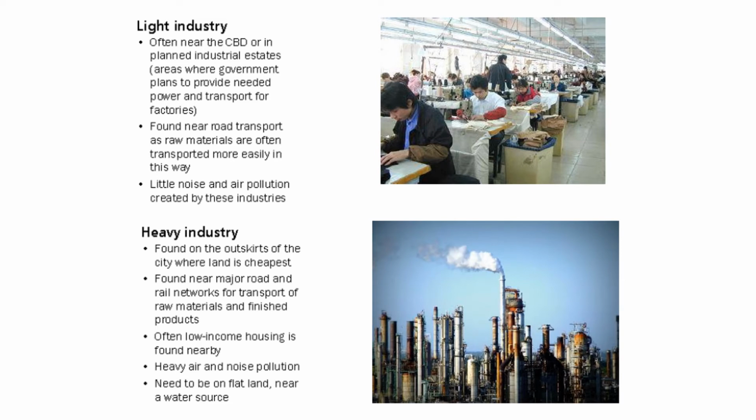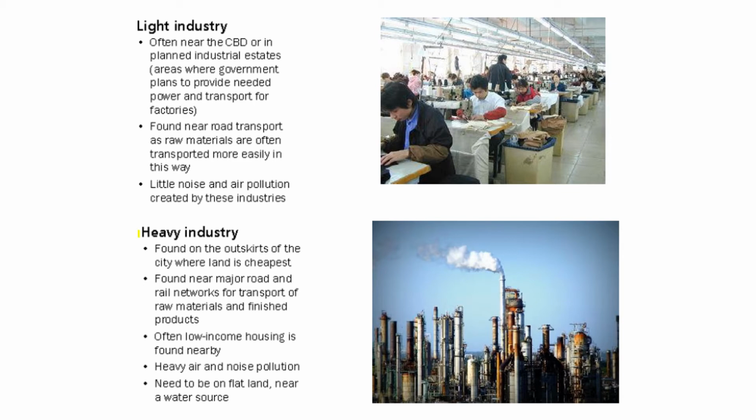Then we've got two different types of industries. First up, we've got light industry, which can be found in or near the CBD. It's found near road transport, so the raw materials and manufactured products can be transported in and out. Examples are clothing manufacture, shoes, electronic gadgets, that sort of thing. There's very little noise and very little pollution that comes from these types of industries.